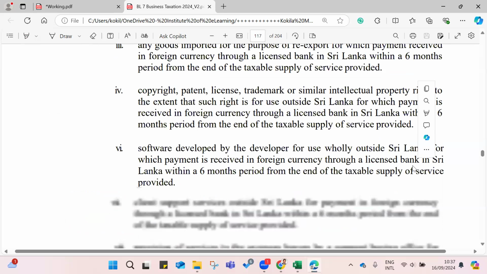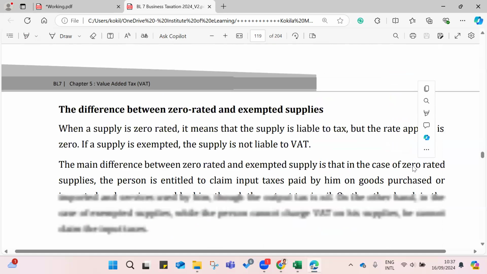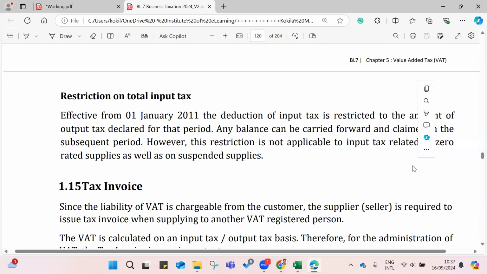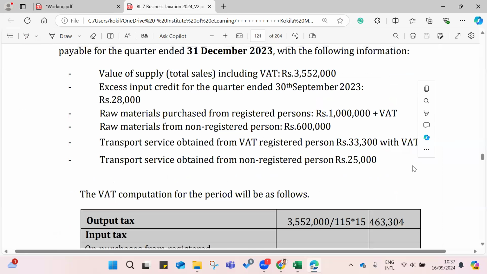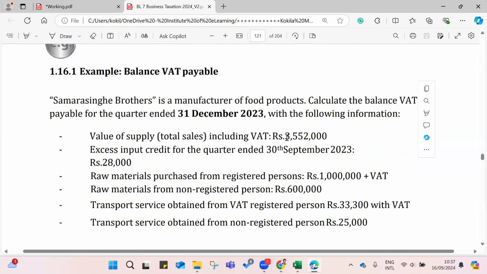In this question, this study pack, it says 31st December 2023. In that case, the applicable VAT rate is 15%. So how to calculate? Let's look at it: you are required to calculate balance VAT payable for the quarter, right?